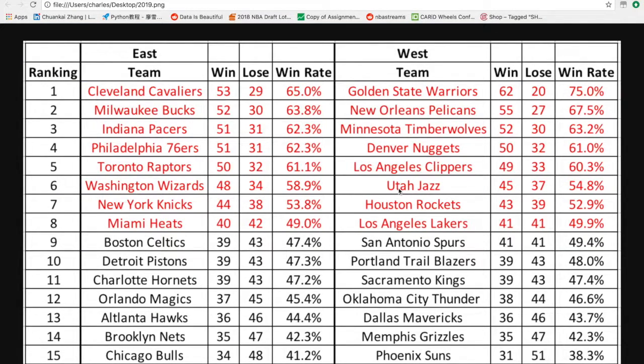This table shows our predicted win rate for next season. The teams that are marked red are the teams that can make it to the playoffs. We'll be able to see how accurate they are by the end of next year.